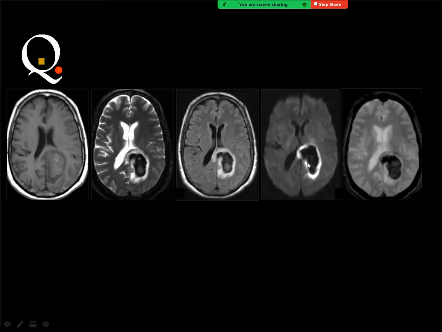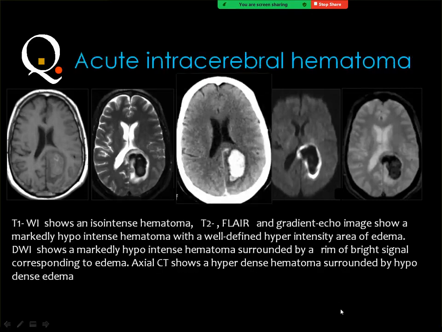In the diffusion weighted images, you got what is known as T2 black through, which is the opposite of T2 shine through, where the lesion is very dark in the diffusion weighted images as well as in the ADC. And this is one of the criteria of hemorrhage on diffusion weighted images.